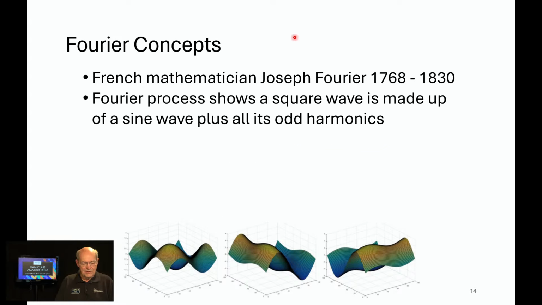Now we're going to talk about Joseph Fourier. It's really interesting because some of the scientists that came up with the principles that we use in radio came up with their math way before we had radio. But it's foundational and critical to radio. So he was a French mathematician, died in 1830, and he proved that a square wave is made up of a sine wave plus all its odd harmonics. I'll show you a little picture of how that works out for us.